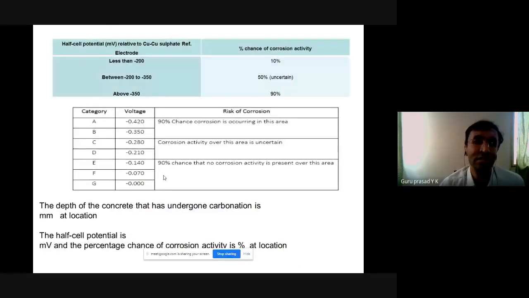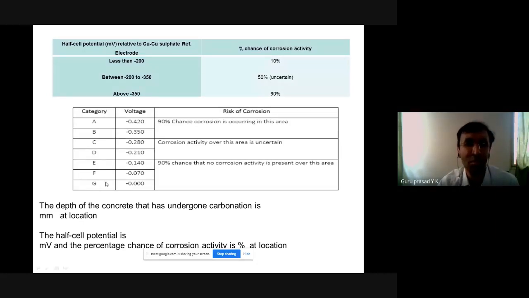So what is that voltage? It is in terms of millivolts, the half cell potential, which we are going to get as a value. If the millivolt value is less than -200, it is only 10% corrosion. If it is between -200 and -350, 50% corrosion has taken place, which is also uncertain. And if it is above -350, it is 90% corrosion. You see this table here. You are going to categorize the amount of corrosion.